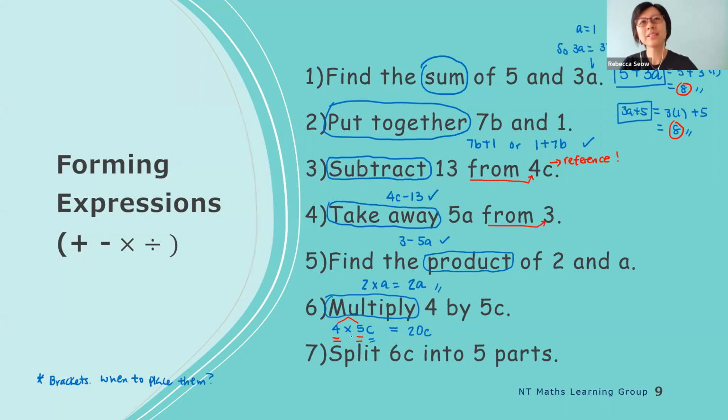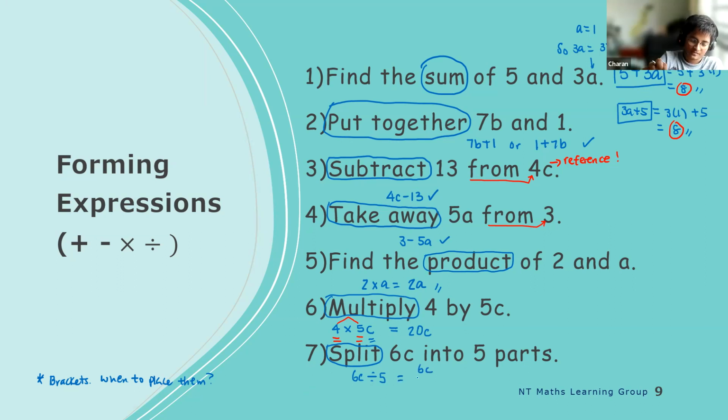And the last question: split 6c into 5 parts. Split means we have to divide. You take 6c divided by 5. But we can't write an algebraic expression with the division sign. So how? We can write it like a fraction. Then you use 5 as the denominator. Yes, 6c over 5. You're right.